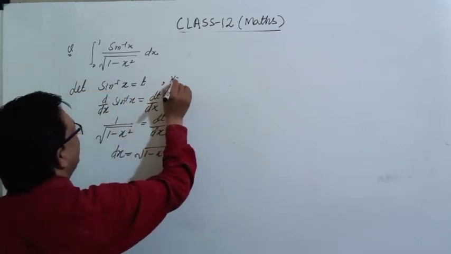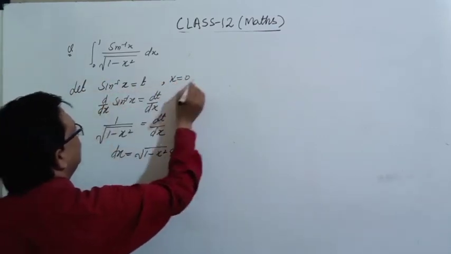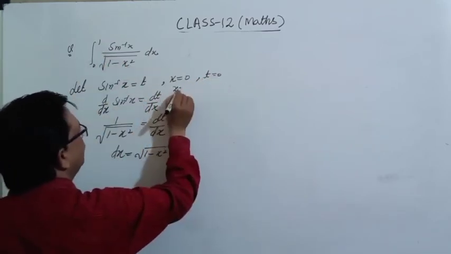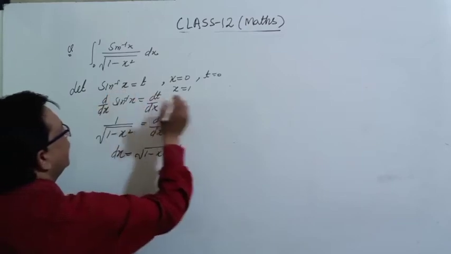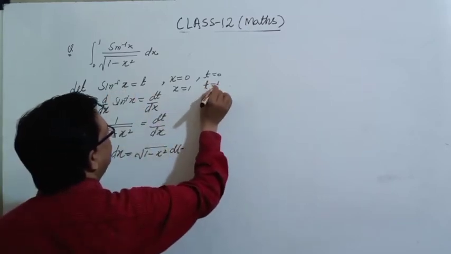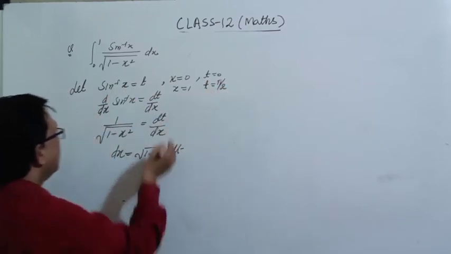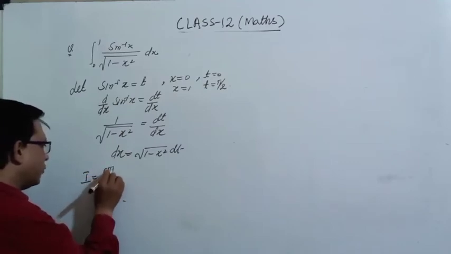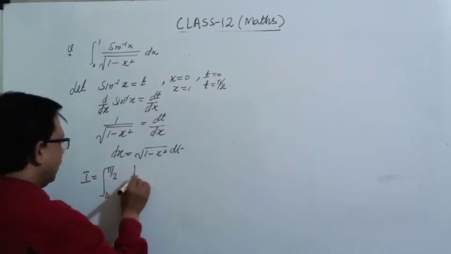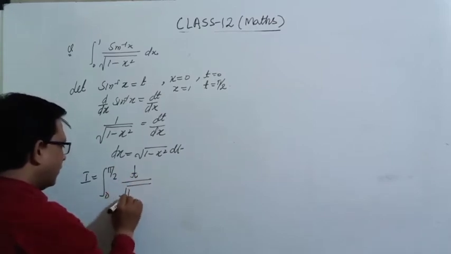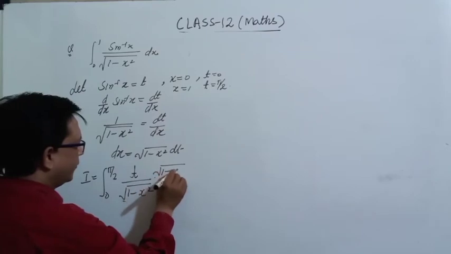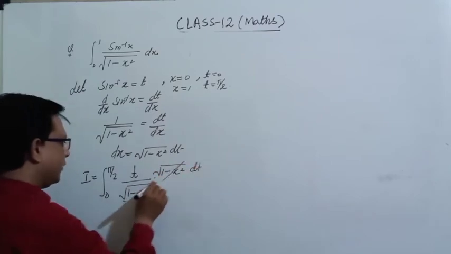When x is equal to 0, sin inverse 0 is 0, so t is equal to 0. When x is equal to 1, sin inverse 1, the value of sin inverse 1 is pi by 2. So our limit is also changed. So the integration is 0 to pi by 2 of t times root of (1 minus x square). Here the value of dx is root of (1 minus x square) dt. This is cancelled out.